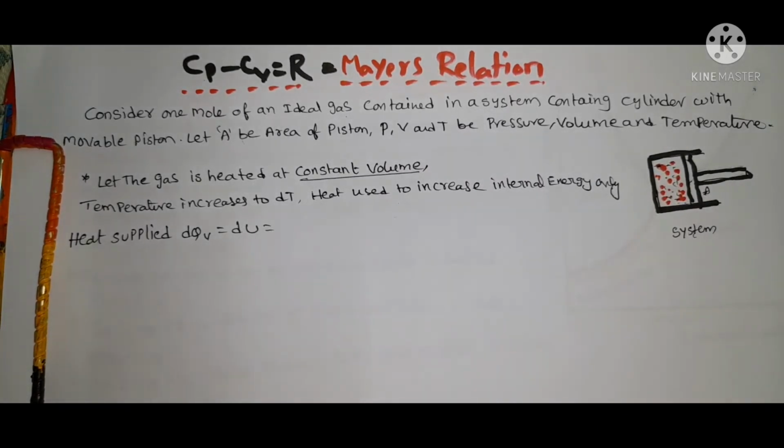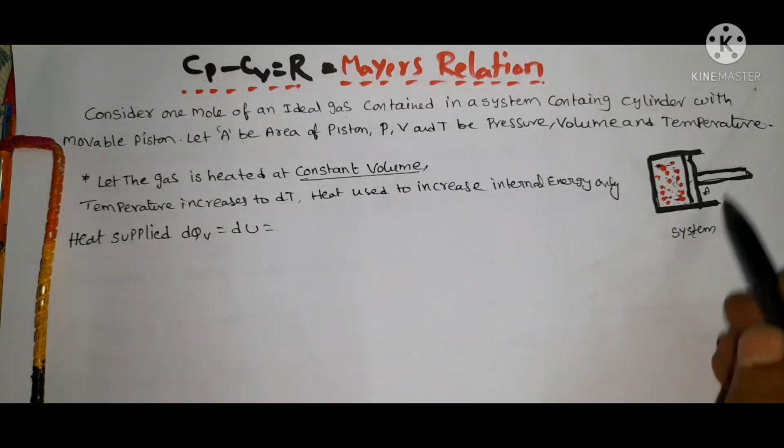At a constant volume, what happens? At a constant pressure, what happens? Generally, gases depend on pressure and volume. If the volume is constant, pressure will change. If the pressure is constant, volume will change. That is the basic phenomenon for gases.